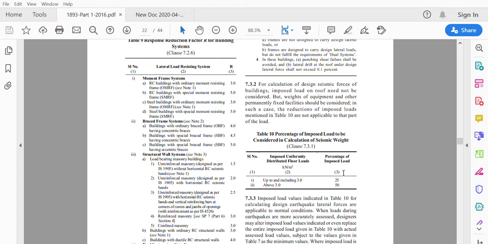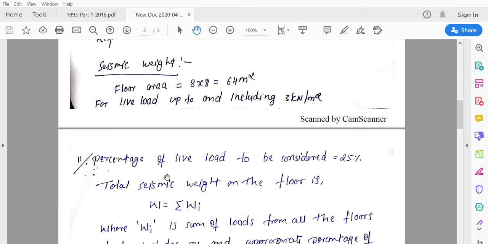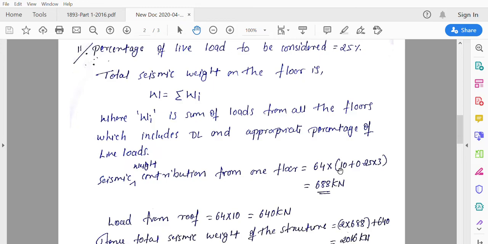the percentage of imposed load to be considered is 25%. If it is more than 3 kN per meter square, it is 50%. In our case it is 3 kN, so the percentage of live load to be considered is 25%. Now the total seismic weight is W, the summation of Wi. Wi is the sum of load from all the floors, which includes dead loads and the appropriate percentage of live loads.